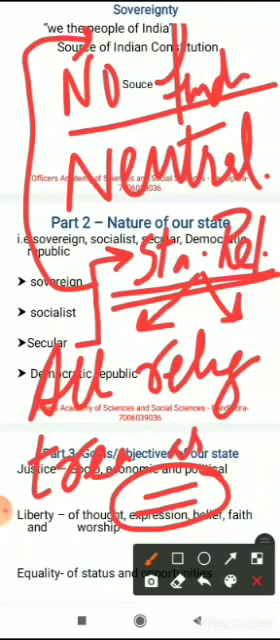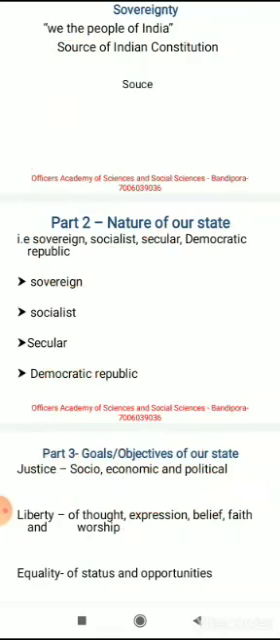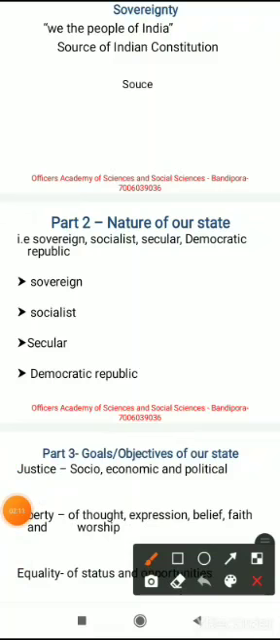Now, coming to the other part. So till now we have explained what is sovereign, what is socialism, what is secular. Now we'll be talking about democratic republic. See, what does democracy mean? There are two words here. One is democratic and another is republic. First of all, we'll see what is democratic.